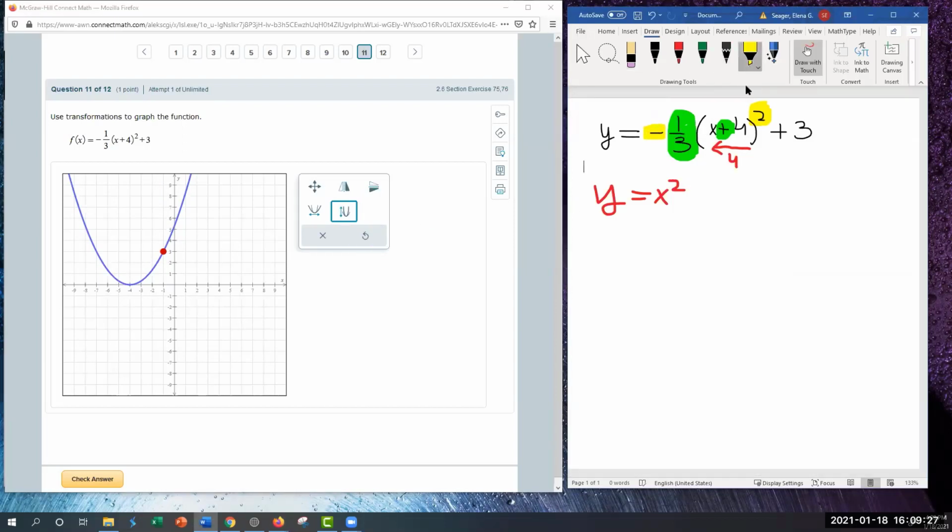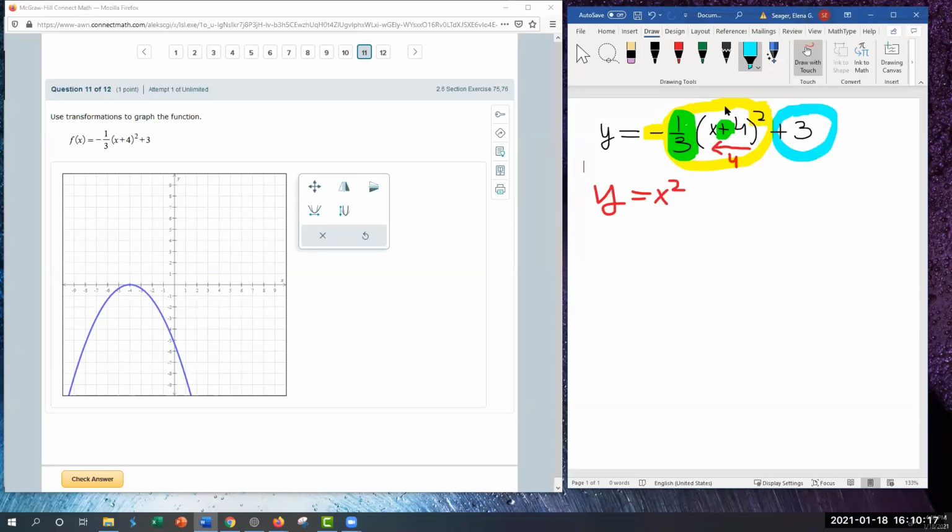Minus. This minus is in front of all this, in front of the square. So it means that we're going to reflect this graph about the x-axis. There are 2 kinds of reflection. This is a vertical reflection about the y-axis, and this is a horizontal reflection about the x-axis. So we choose this one. We're done with this.